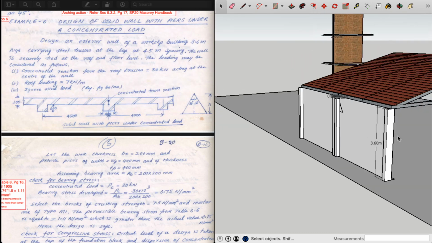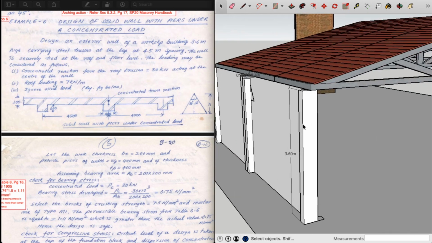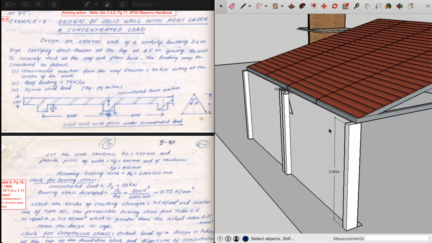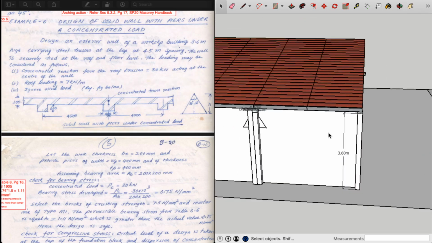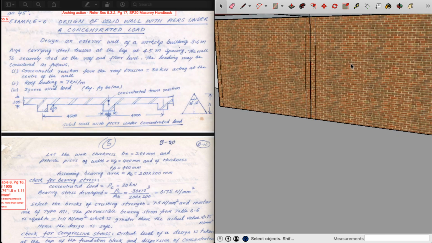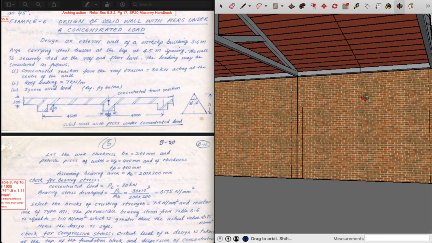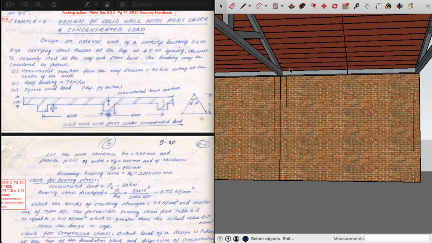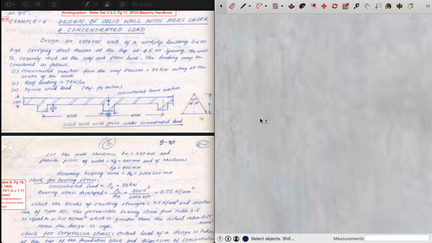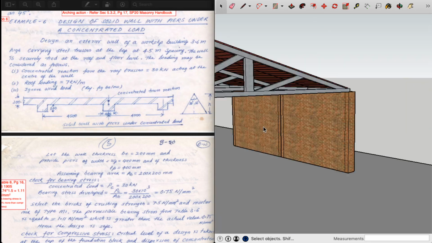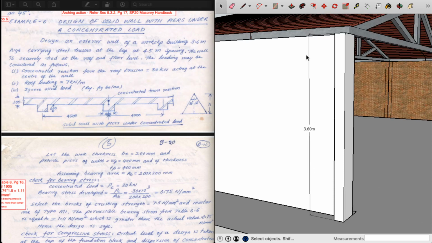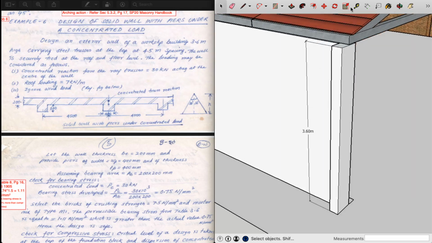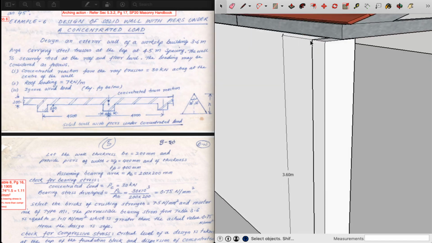So we have a model over here which has been previously made already with two external walls that are supporting a roof truss, and the spacing of these two trusses from each other is 4.5 meters. That is, truss to truss spacing is 4.5 meters, and the height of this particular structure is 3.6 meters, which is represented over here. Now this is only the height of the wall, not including the truss.